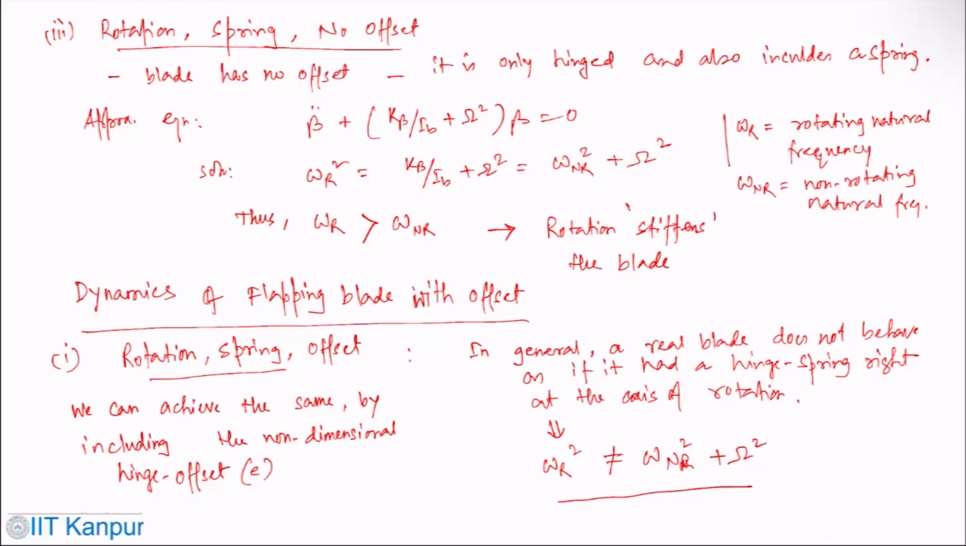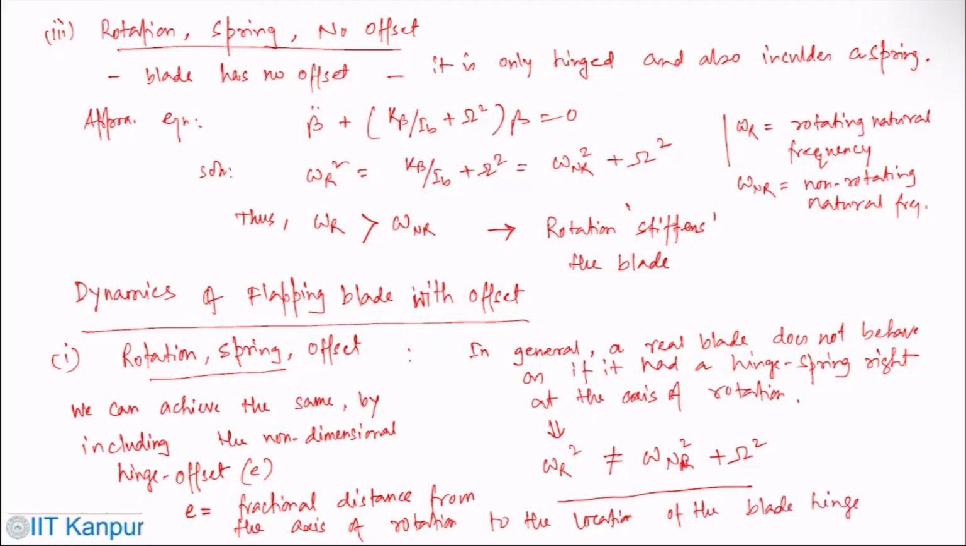So this E can be thought of as the fractional distance from the axis of rotation to the location of the blade hinge.